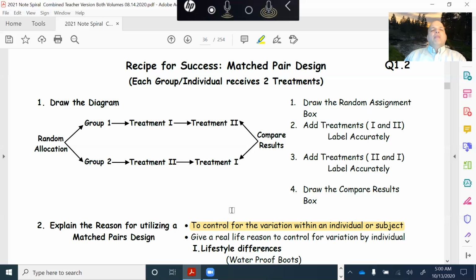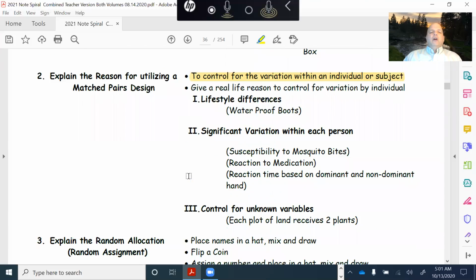Now, the way the randomization works in this is one group of people will get treatment 1 first, followed by treatment 2, or maybe I should say treatment A, followed by treatment B, whereas the other group is going to get treatment B first, followed by treatment A. And at the end, we're going to compare results to see which group had a difference.